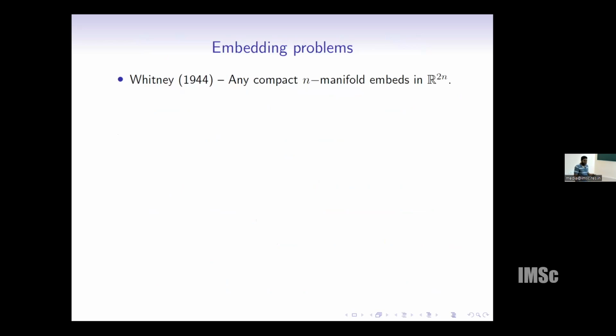So now we see some history about embedding problems, as I am going to discuss trisection embeddings. Whitney started the embedding problem in 1944, and he proved that any compact n-manifold embeds in R2n.